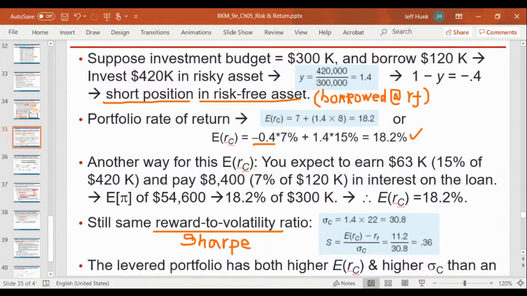Okay. Another way to think about this is that you expect to earn 63K, 15% of 420K, right? But you'll have to pay interest, 7%, 8,400, which is 7% of 120K. Then the expected profit is 54,600, which is exactly 18.2% of the 300K.